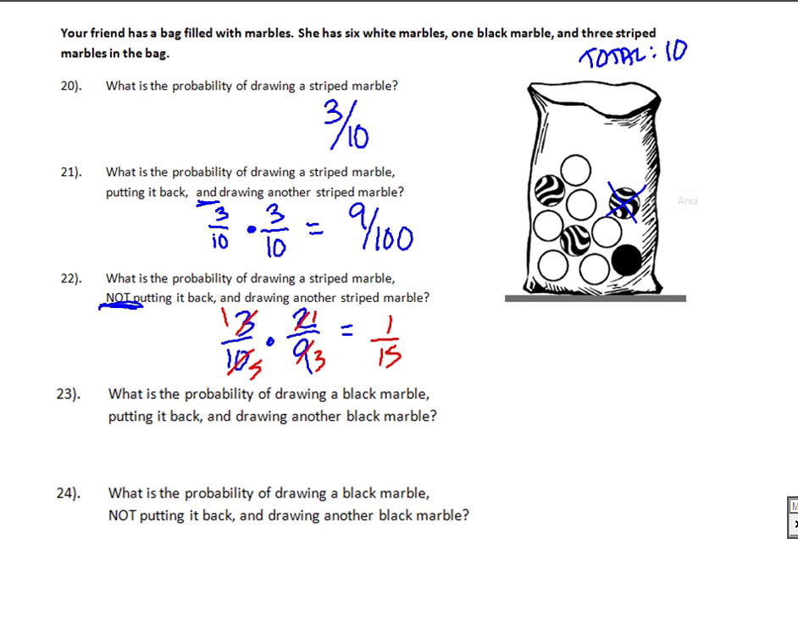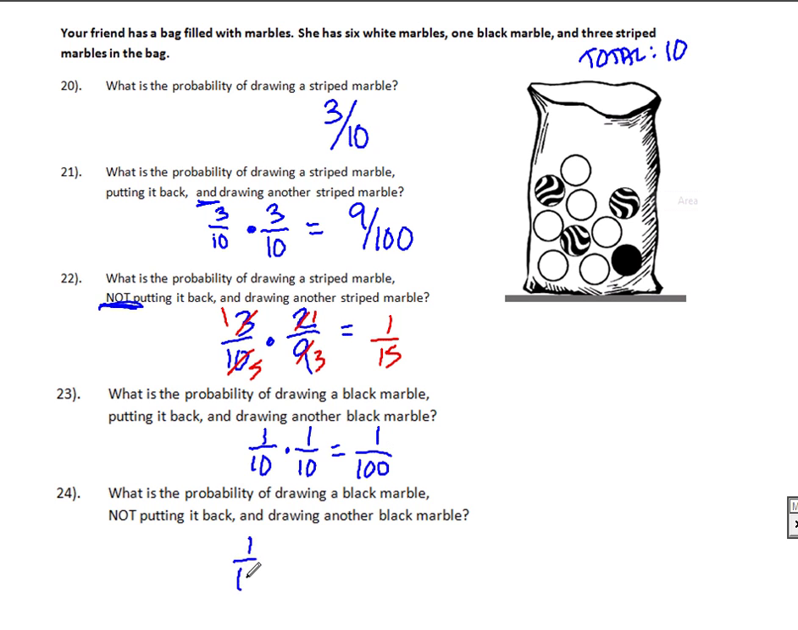Okay, these next two, the same thing, only with the black marble instead. So let me get rid of that. For the black marble, probability of getting a black marble is 1 out of 10. I put it back in, so now I'm drawing again with the exact same probability. 1 out of 10, multiply 1 out of 100. And 24, probability of getting a black marble, this time not putting it back in.